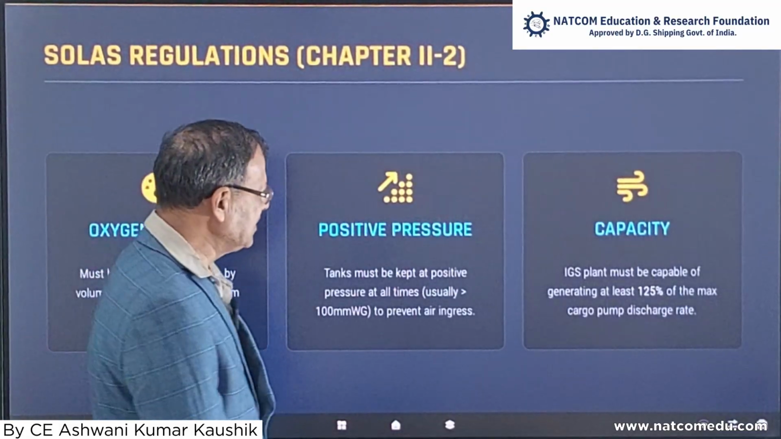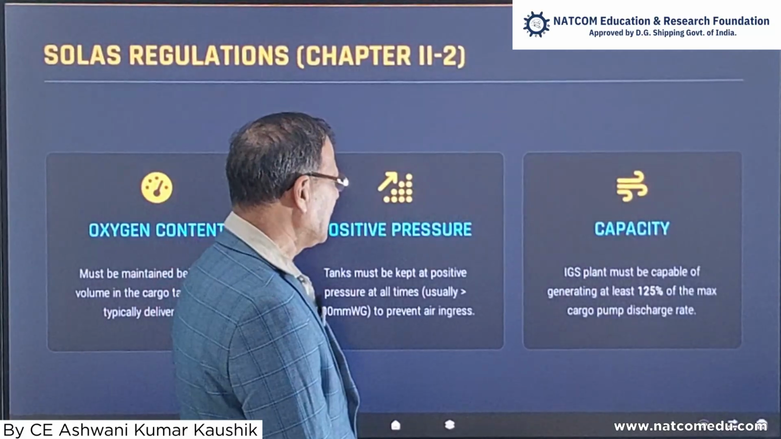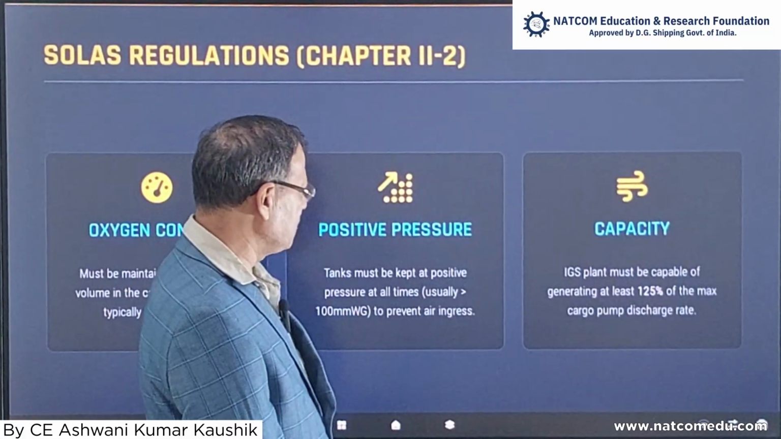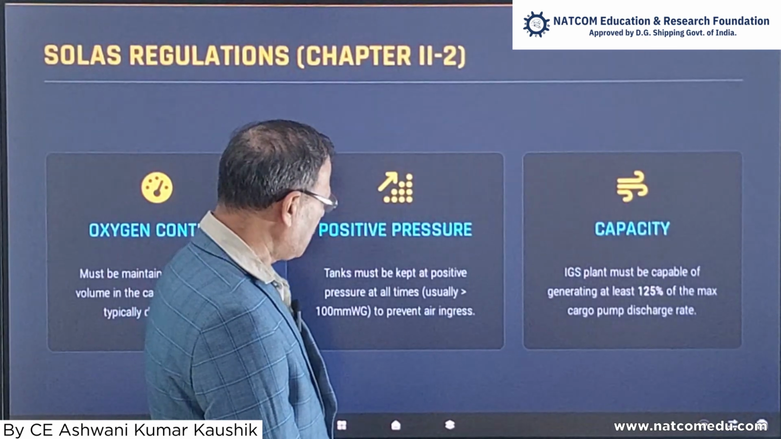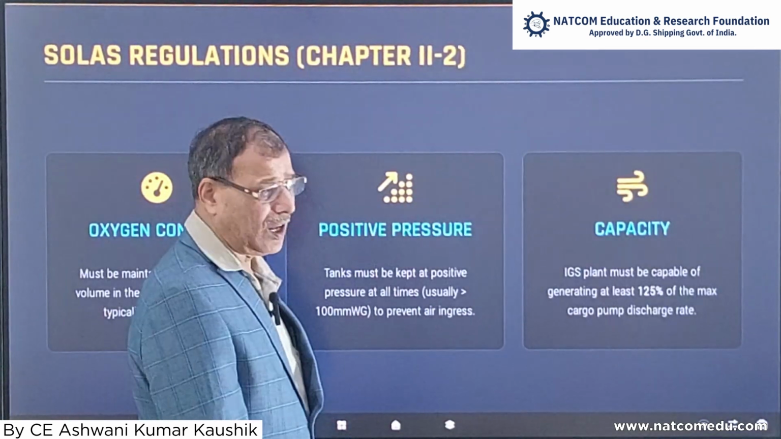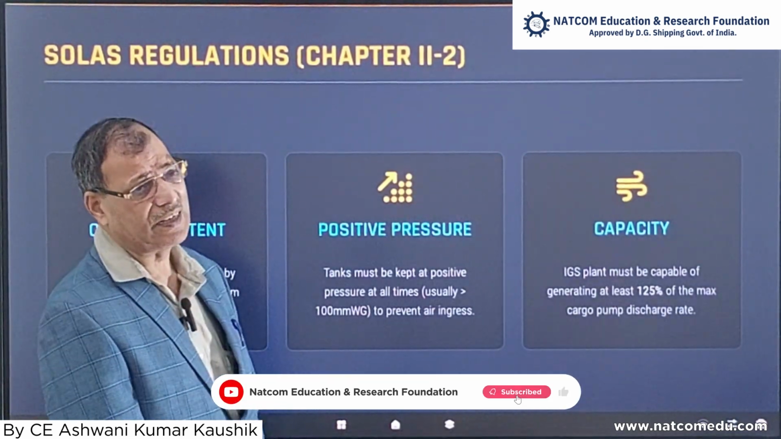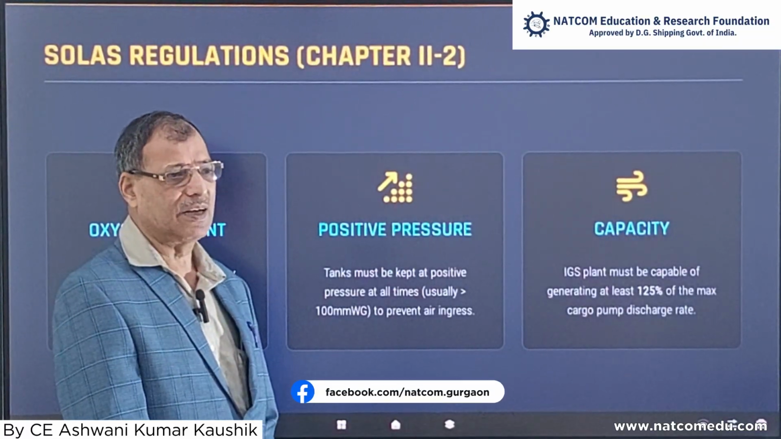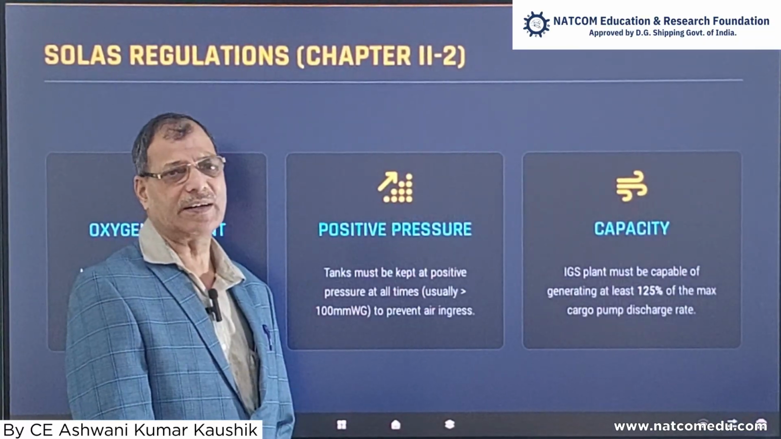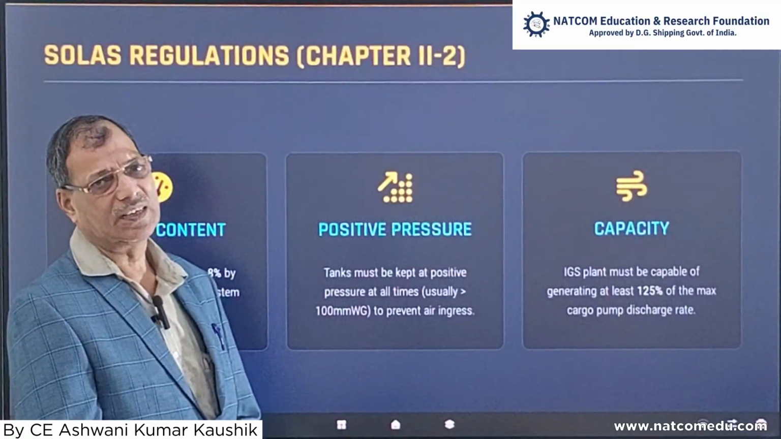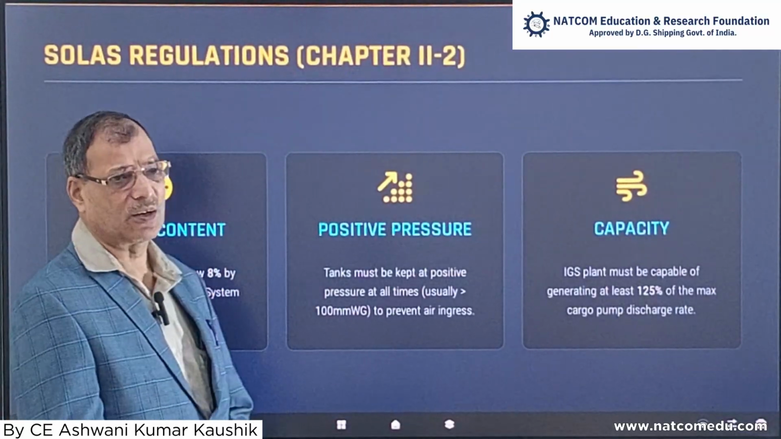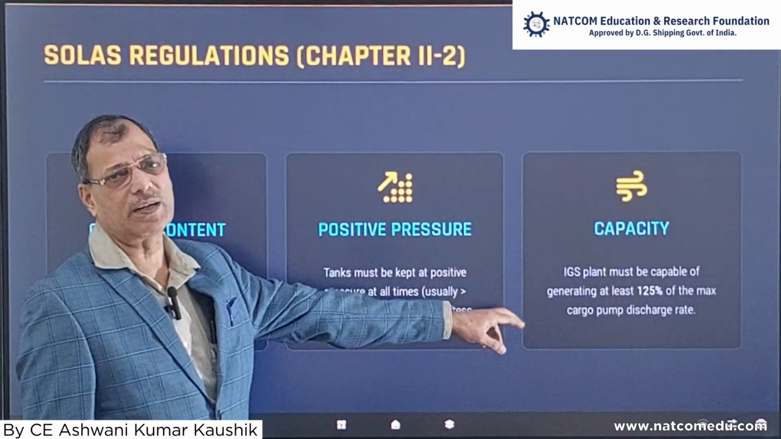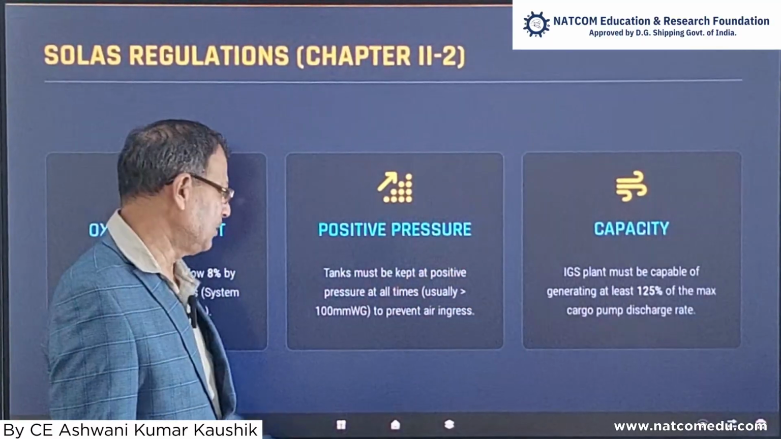Now, capacity: the IG plant must be capable of generating at least 125% of the maximum cargo pump discharge rate. We always check the capacity of the blowers in dry docks. If there is something wrong, we have to maintain it or check whether there is any problem or gas leakage. But one blower must be 125%.